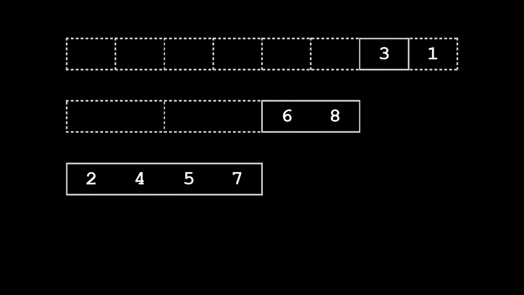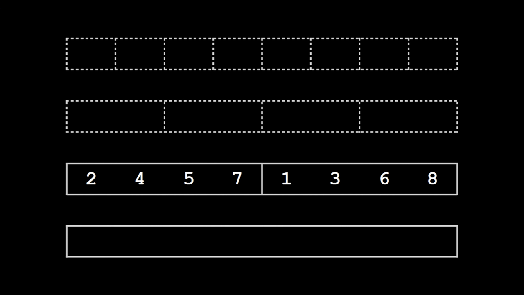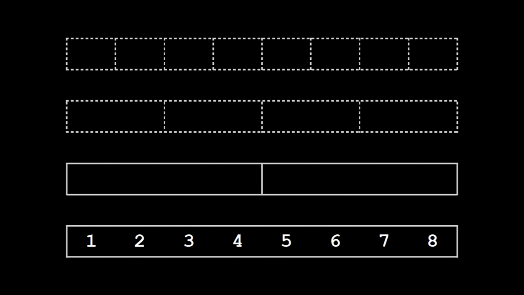Well, left half is sorted. Right half is sorted, 1 and 3. All right, now how do I merge these? 6, 8, 1, 3, which element should obviously come first? 1, then 3, then 6, then 8. And then lastly, I have 2 lists of size 4. Let me give myself a little more space, one more array. Now let me go ahead and put 1 and 2 and 3. And 4, and 5, and 6, and 7, and 8.